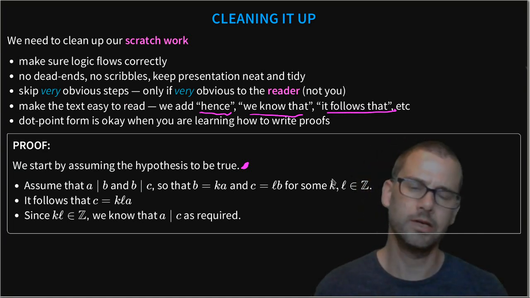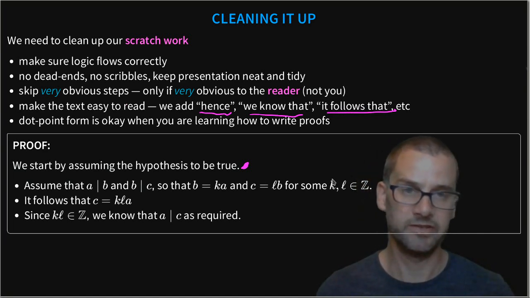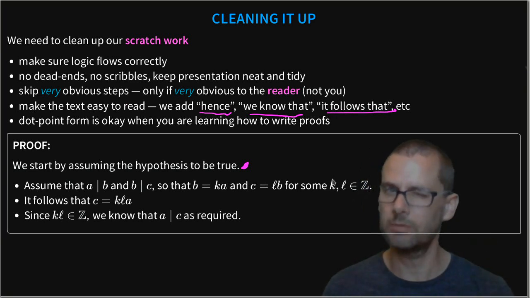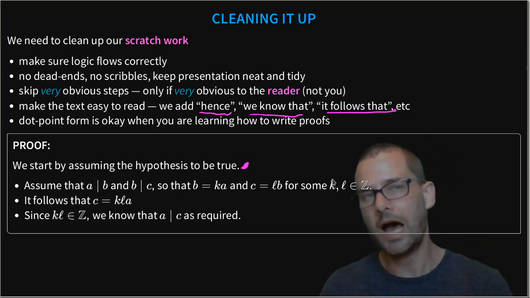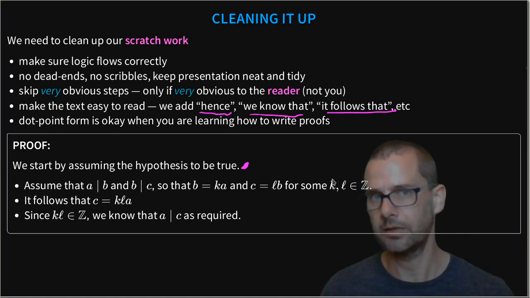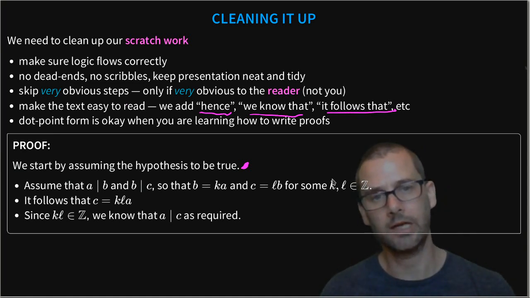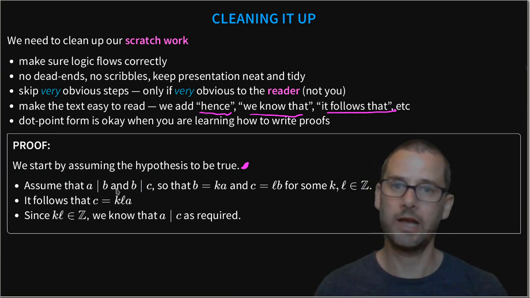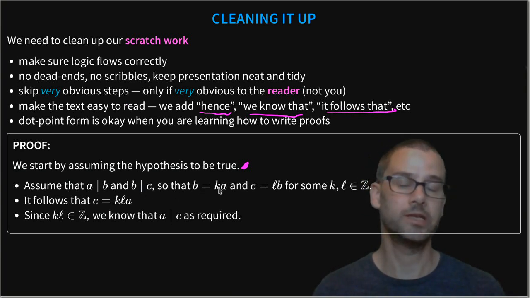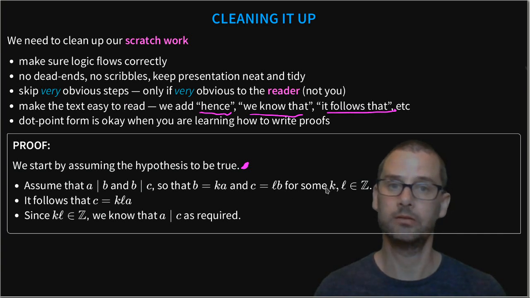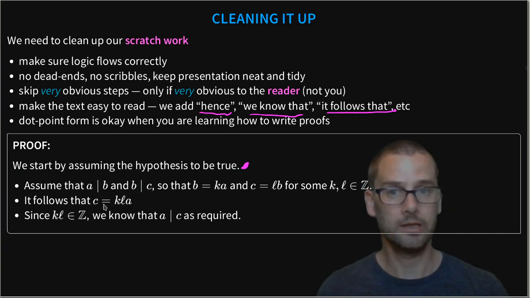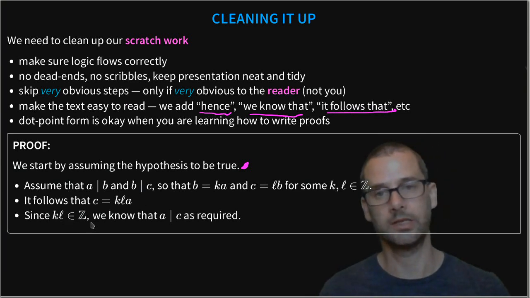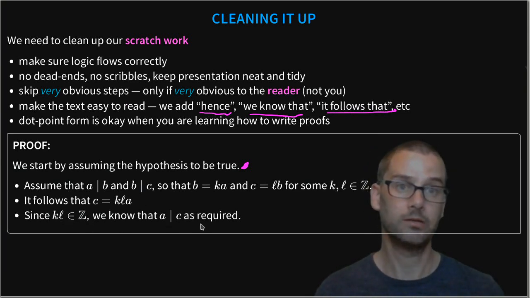Now notice I haven't written "by the definition of divisibility." I'm going to assume the reader knows that. I'm going to skip what I think is probably pretty obvious, that my readers understand the definition of divisibility. But if in doubt, I should put in a couple more words. Okay? So I assume A divides B, B divides C, so I know that B is K times A, C is L times B. Well, it follows almost immediately that C is K times L times A. And since K times L is an integer, we know that A divides C as required.